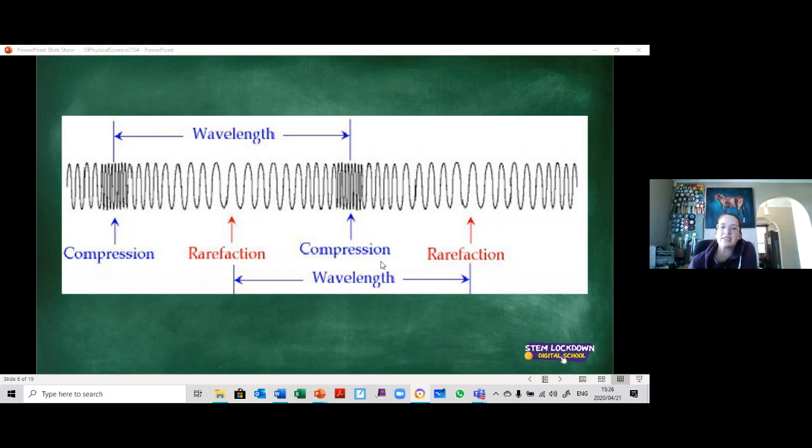Okay, so this is what a longitudinal wave looks like. Right, guys, wavelength is the same concept. Frequency, period, wave speed, all of these are the same concepts. So I would do all calculations in terms of longitudinal waves exactly the same as I would do them for transverse waves. Okay.